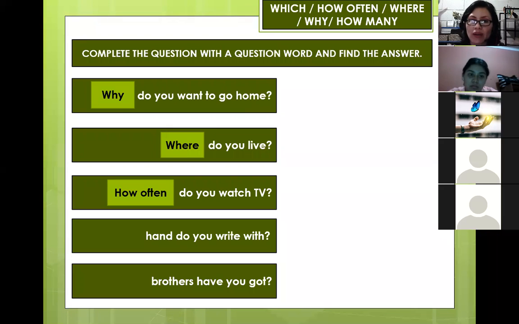Esta es con qué mano escribes, ¿verdad? Which hand do you write with? Ok, muy bien. Sí, porque tengo dos, ¿verdad? I have my left hand and my right hand. So which hand do you write with? In my case, with the right one, okay? And the last one?